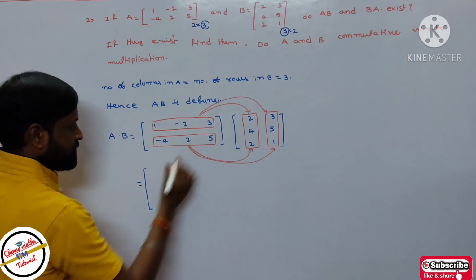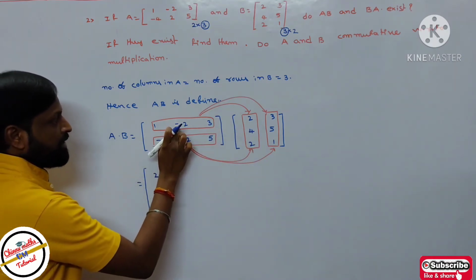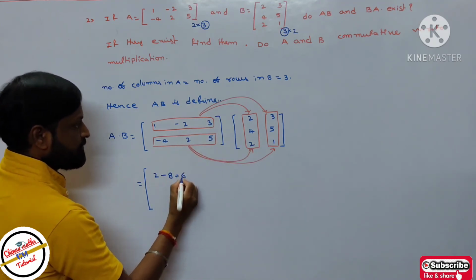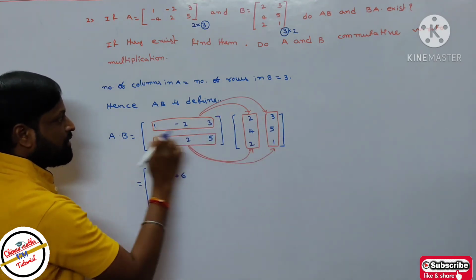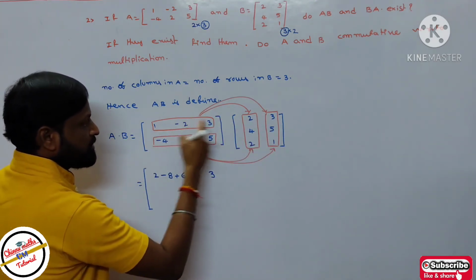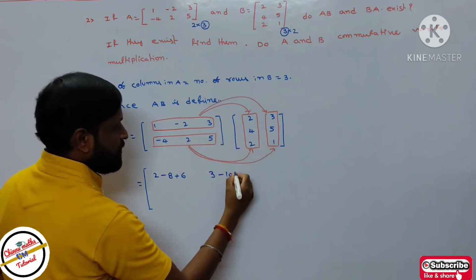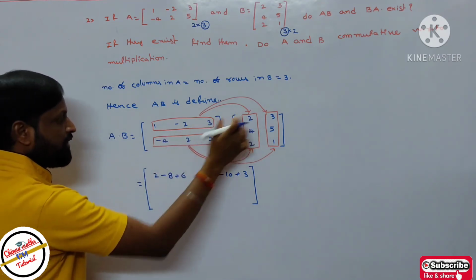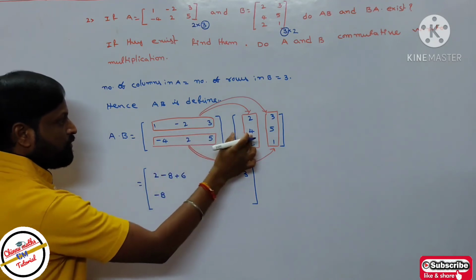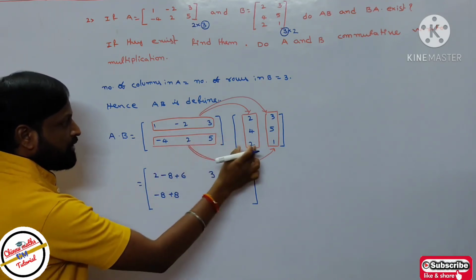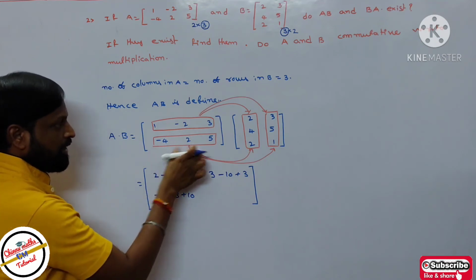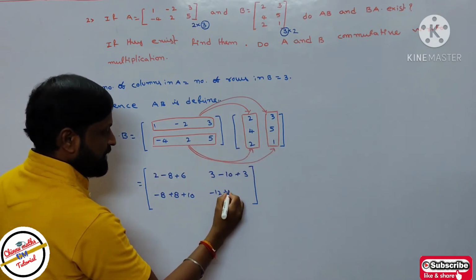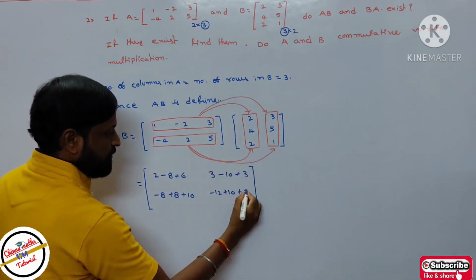So 1 into 2, we directly multiply, 2, minus 2 into 4, -8, and 3 into 2, plus 6. Next, first row second column: 1 into 3, 3, -2 into 5, -10, 3 into 1, plus 3. Next, second row and first column: -4 into 2, -8, 2 into 4, plus 8, and 5 into 2, plus 10. Second row and second column: -4 into 3, -12, 2 into 5, plus 10, 5 into 1, plus 5. Then you can multiply.